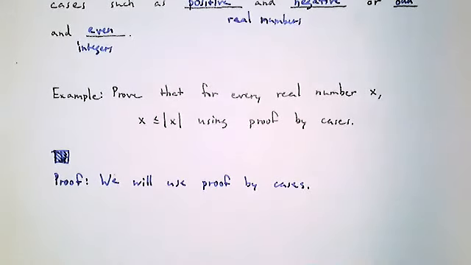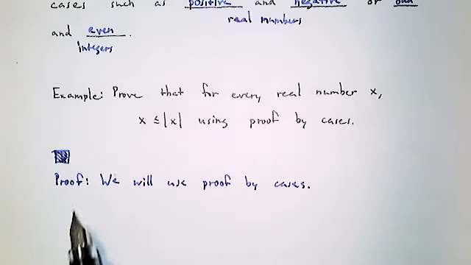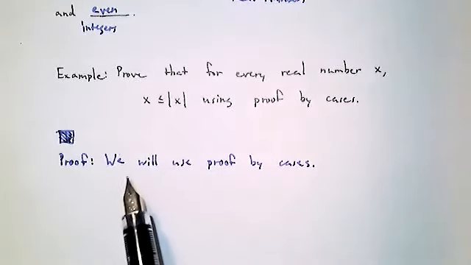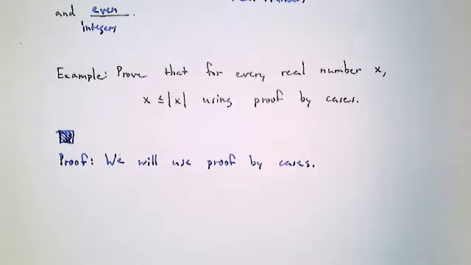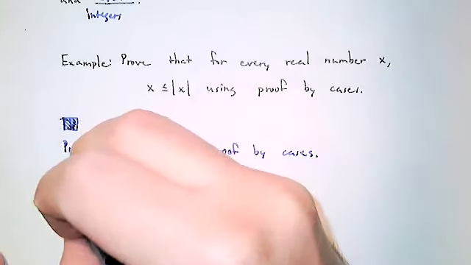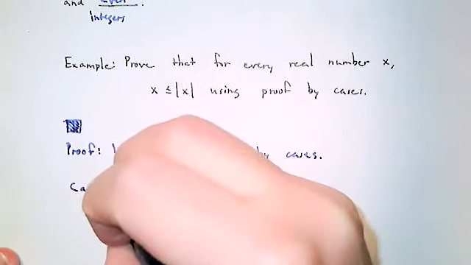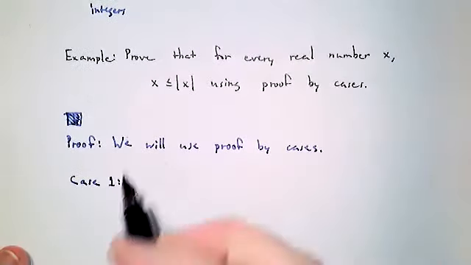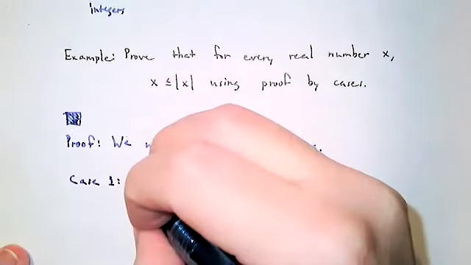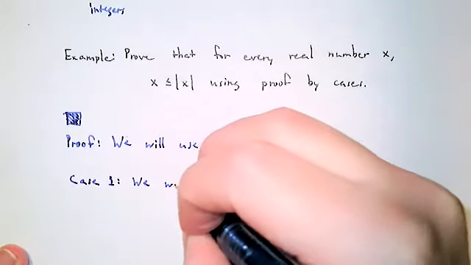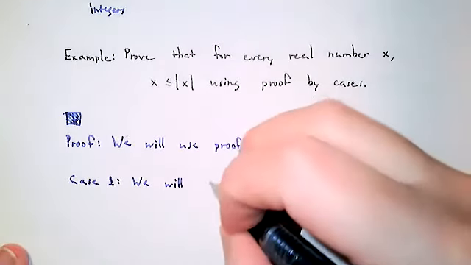So there's a few ways you can write your cases. In your textbook, the cases are just included in the discussion, but you could also use something like subtitles. So we start with a proof, we will use proof by cases, and then you could say something like case 1. We will assume x is greater than or equal to 0.